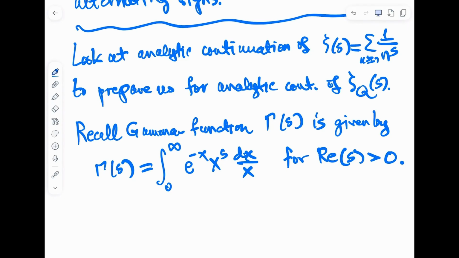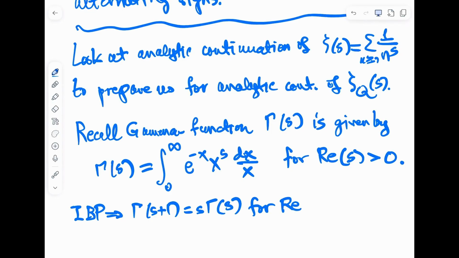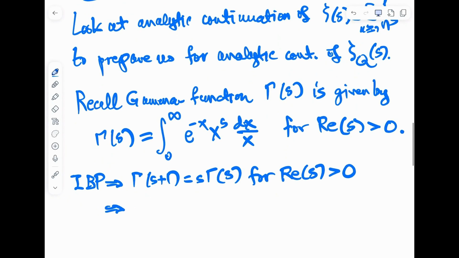So in any case, we have this function to the right of 0, but we can progressively continue it to the left of the imaginary axis strip by strip. If we use integration by parts, then you can show that gamma of s plus 1 is s gamma of s for the real part bigger than 0. And therefore, you can solve for gamma of s.